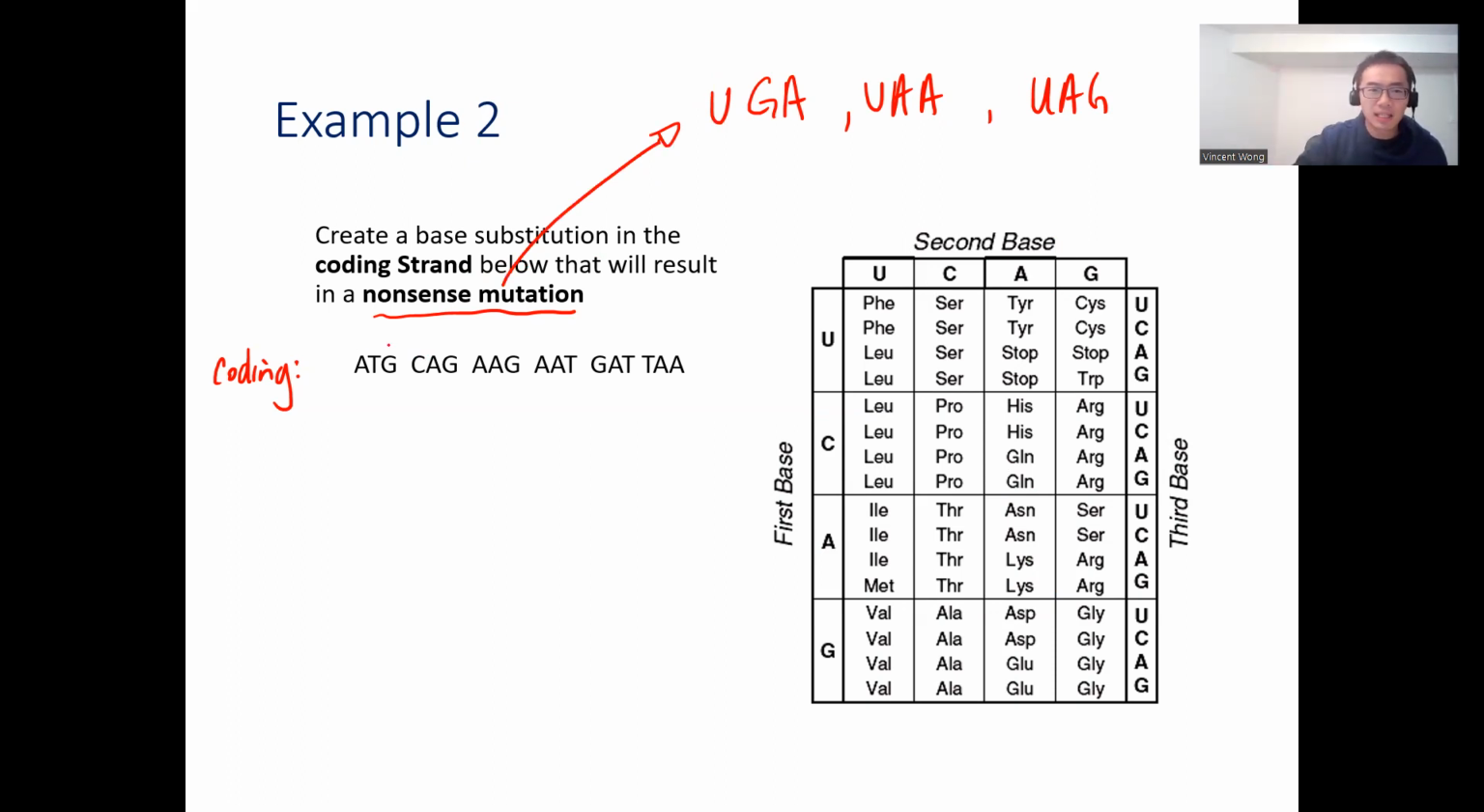And it's hard to think in terms of DNA. So we're going to change it into mRNA. And again, you just copy. Change the A to U, of course. So which nucleotide can I change so that I end up having one of these stop codons?